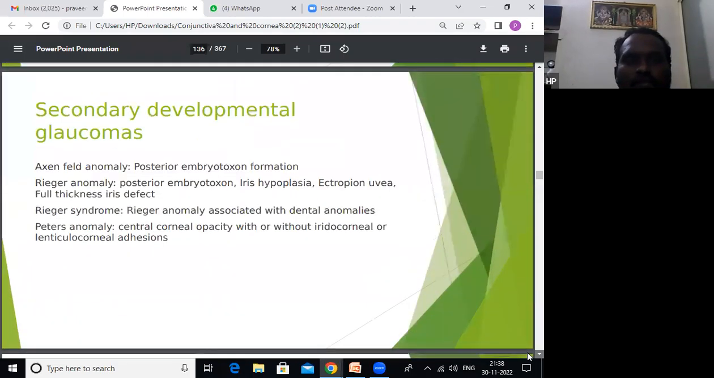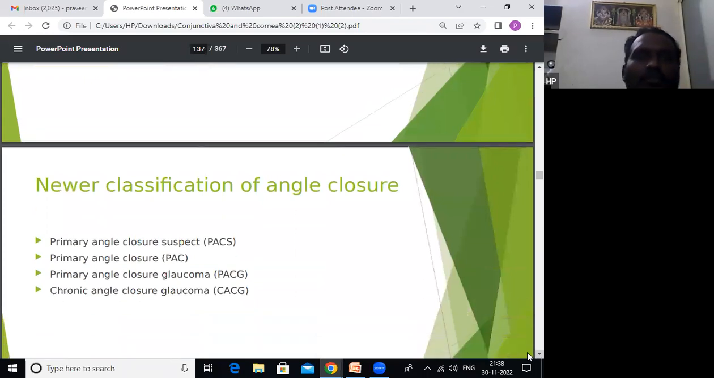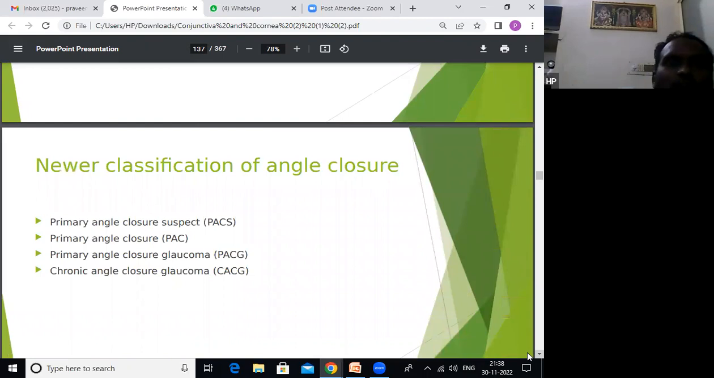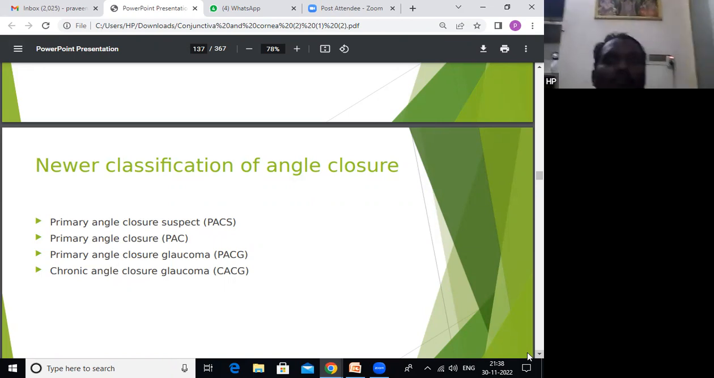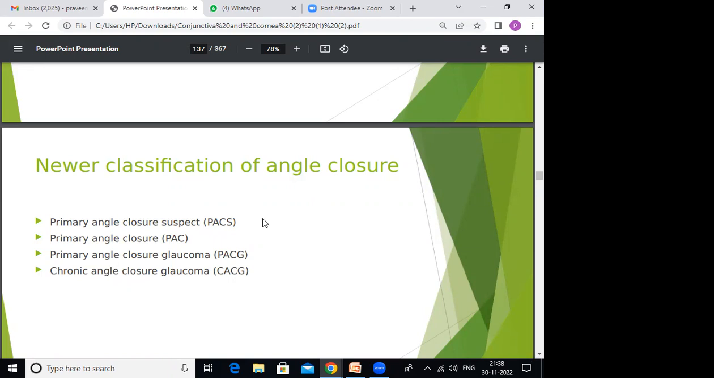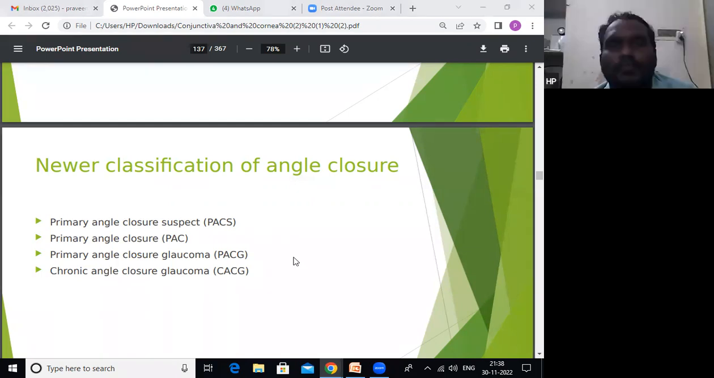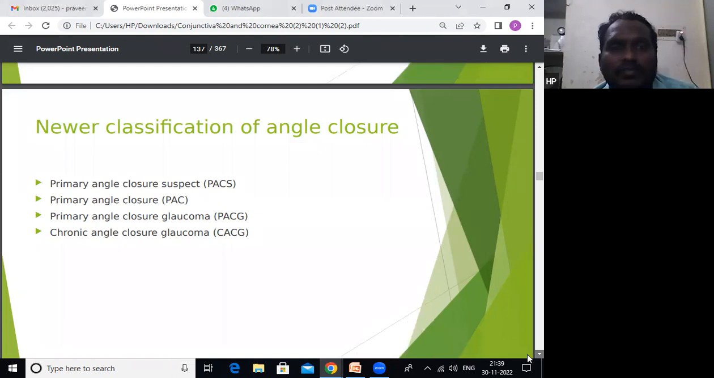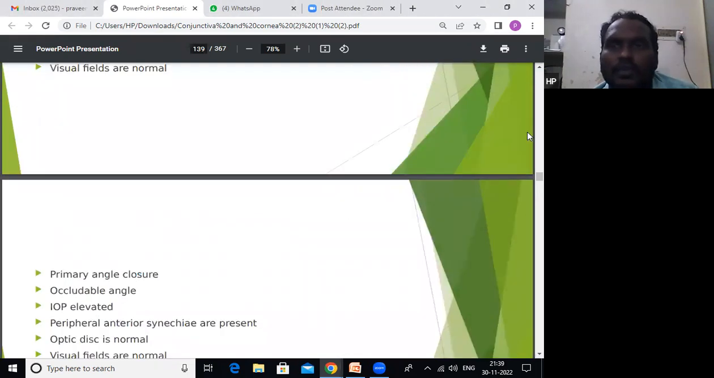I'm not going into the details of this. Yes, for this slide, I want you to be very crystal clear and have a concept on this. Previously we were classifying angle closure into subacute or intermittent angle closure, then acute angle closure, then chronic angle closure glaucoma, then the absolute stage. Now, the new classification system is primary angle closure suspect, then primary angle closure, then primary angle closure glaucoma. So this is the newer classification. Now going to the details of each.